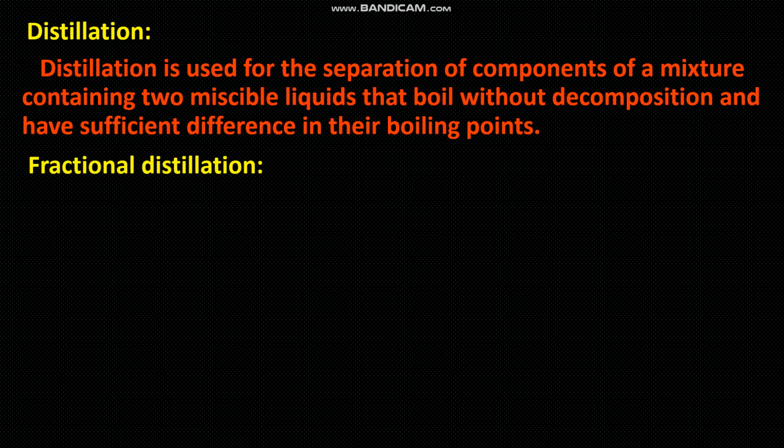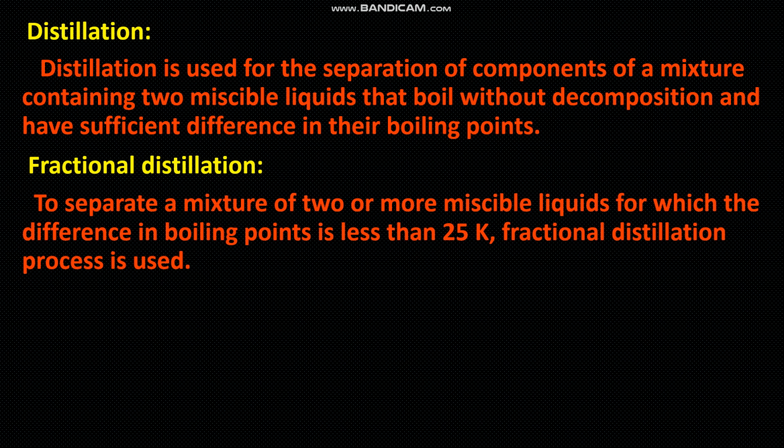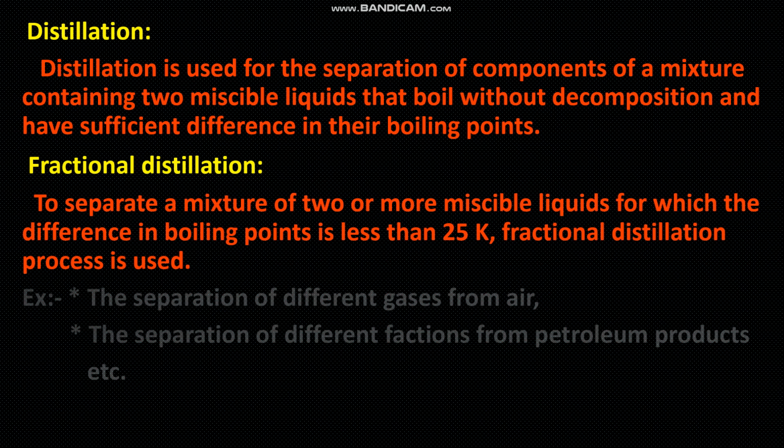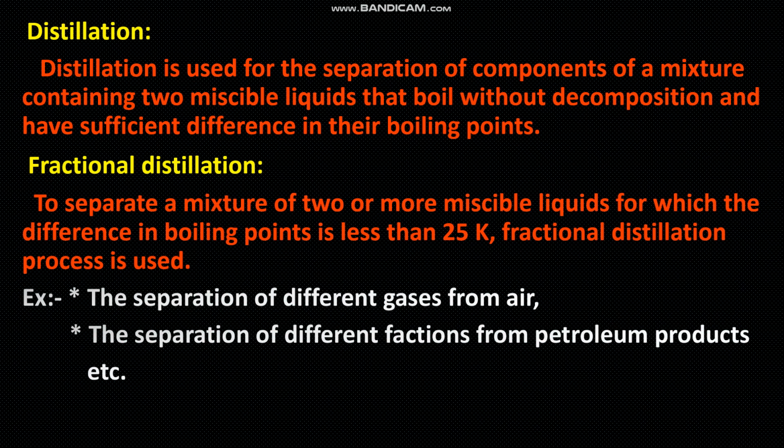If the difference in boiling point is less than 25 Kelvin, we are using the method of fractional distillation to separate a mixture of two or more miscible liquids for which the difference in boiling points is less than 25 Kelvin. Fractional distillation process is used. So examples for fractional distillation: we are using it to separate different gases from air, and also to separate the different fractions from petroleum products.